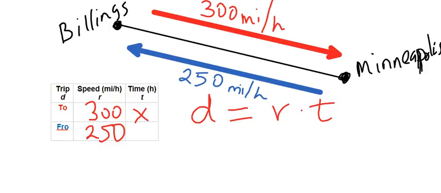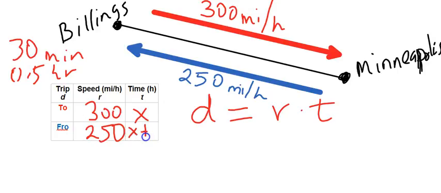Okay, so now they gave us 30 minutes. So this is 30 minutes, but we want this in hours. How many hours is in 30 minutes? It's 60 minutes in an hour, so how many hours in 30 minutes? It's 1/2. 30 is 1/2 of 60. So you can do 1/2 or 0.5 hour, right? We want it in hours because this is in hours. So it's going to be x plus 0.5. Sorry, that's out of the table.